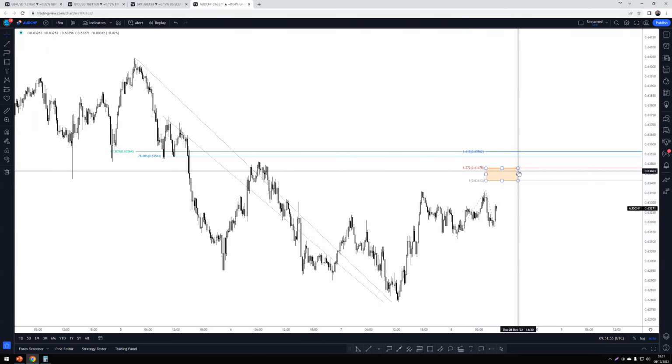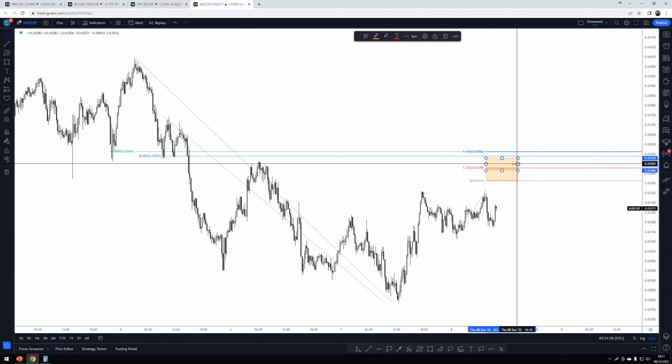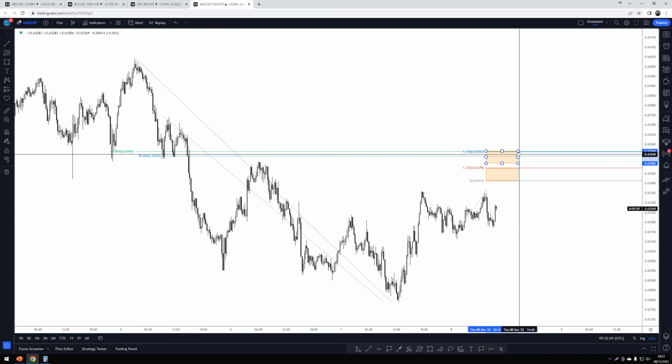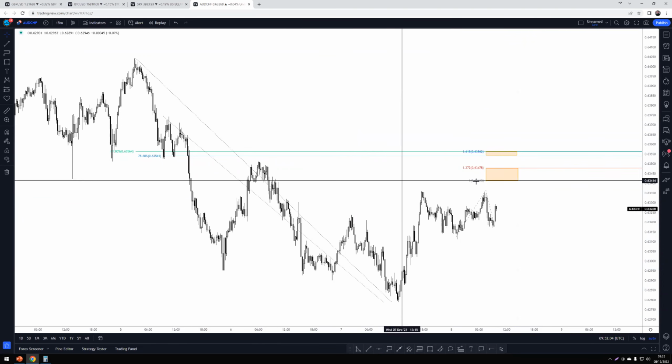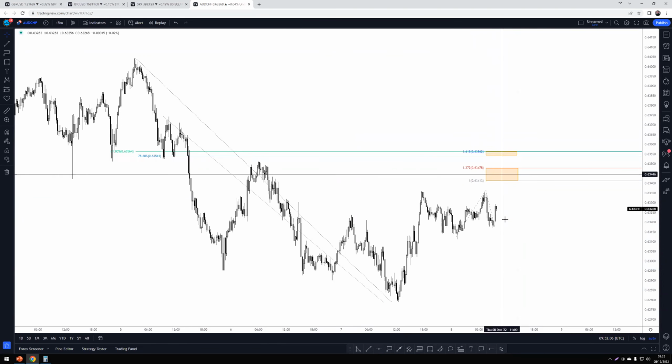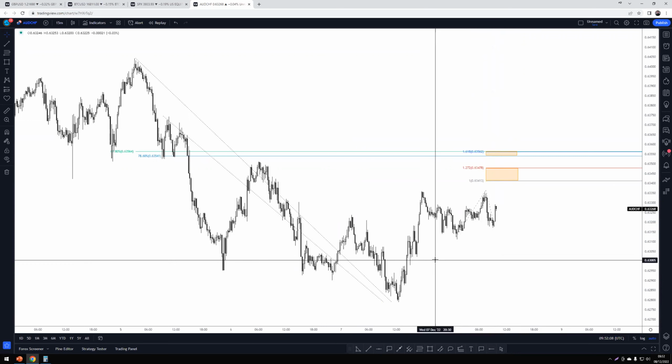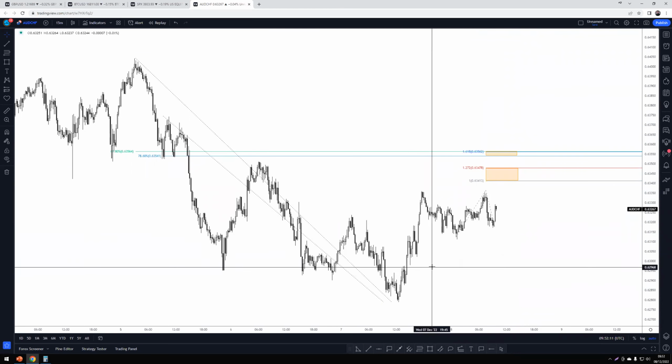Not great, but let's keep it going. Let's see what else we can find. Let's draw our rectangles. This is exactly what I did with the examples. So we have an area of interest now. All right, so let's see if we can find anything else.